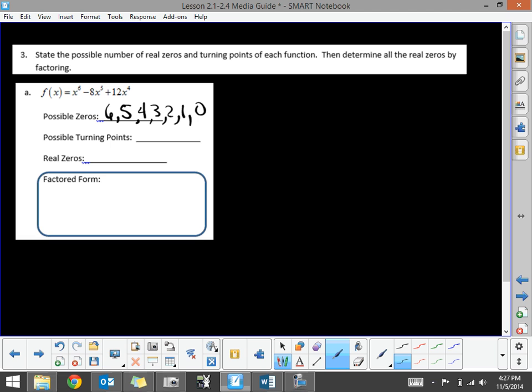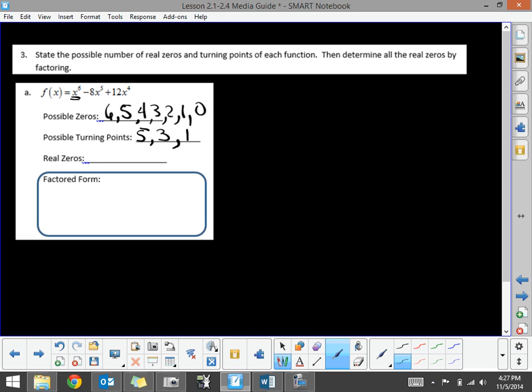Number of turning points: if it's an even function, it always has an odd number of turning points, so the maximum number of turning points it could have is 5, and then minus 2 for each one of those. So either it's 5, 3, or 1 turning point for a 6-degree polynomial.